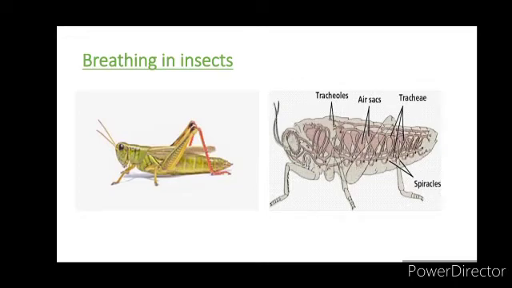Students, first we are going to know breathing in insects. Some insects like grasshoppers have a network of air tubes called trachea, which run across the whole body. Air enters through holes along the sides of their body called spiracles.